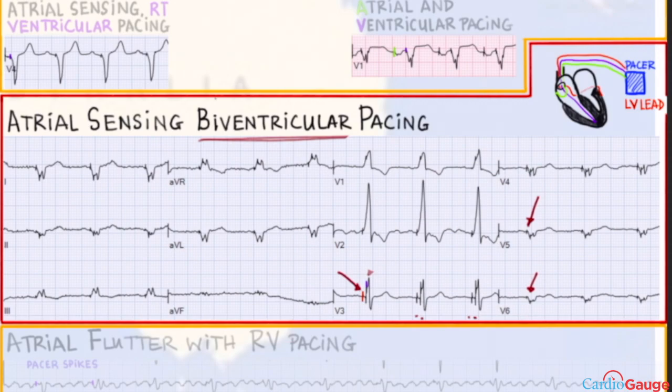And lastly, this is an atrial sensed rhythm because there's a little P wave visible here before each QRS. So the device is sensing these P waves and then delivering BiV paced complexes after each one.